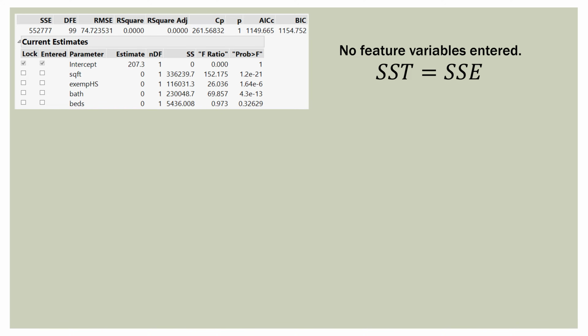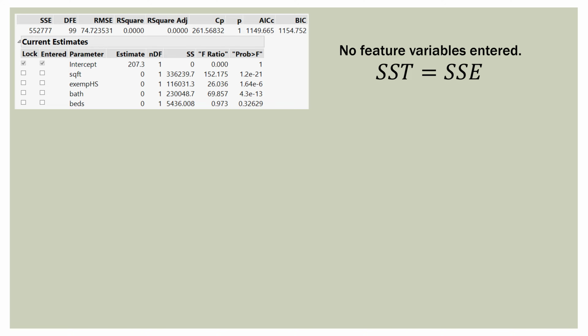Here's where we start in the data we've been using. Remember, this data is based on housing prices around where I live, and I scraped it off the web and changed a little bit here and there. There are 4 variables: square footage of the home, whether or not the home is in an exemplary high school district, the number of bathrooms in the home, and the number of bedrooms in the home. So this is where we start. Now at this stage, remember, there are no feature variables in the model at all. If you look at the entered column here, nothing is checked.